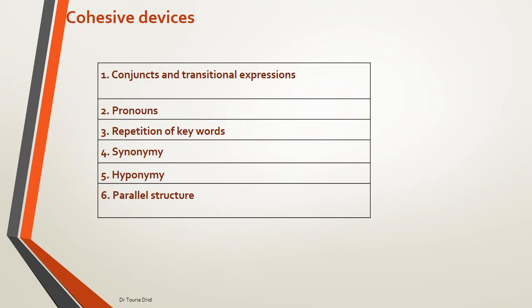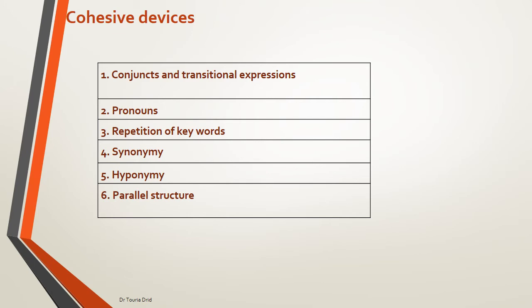The fourth strategy is synonymy. Instead of using a noun and repeating it, or using a noun and a pronoun that refers to it, there is a third possibility, which is to use a noun and its synonym.